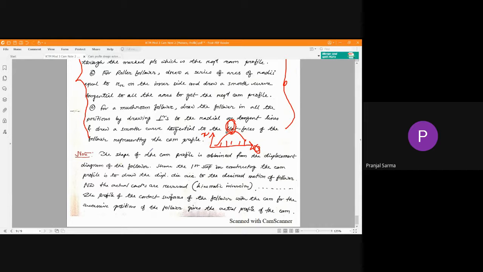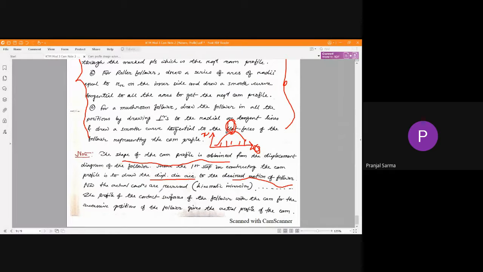Okay. So now, one important thing, just like I have already discussed, the shape of the cam profile is generally obtained from the displacement diagram of the follower. So what will be the first step? The first step in constructing the cam profile is to draw the displacement diagram according to the desired motion of the follower, and a proper scale is very important.